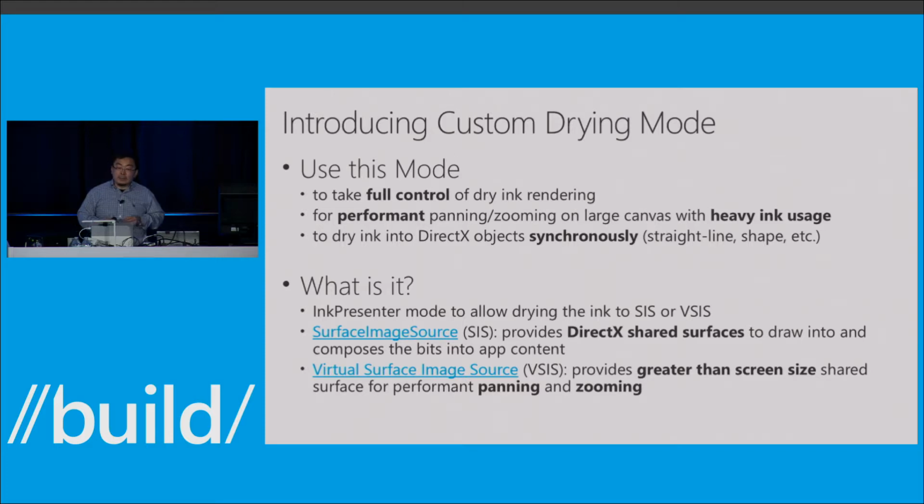In Windows 10, there are two types of surfaces supported. One is called surface image source. Another is called virtual surface image source. And we refer to them as SIS or VSIS. Both of them provide a DirectX sketch surface for the application to draw into. The difference is that virtual surface image source provides a greater than screen size shared surface for you to draw into. This is the one I use in the demo app, and the one that provides better performance for panning and zooming.